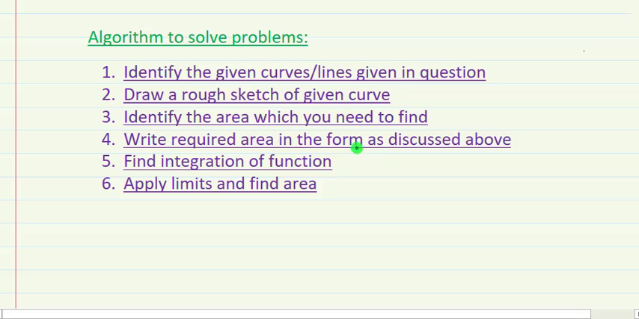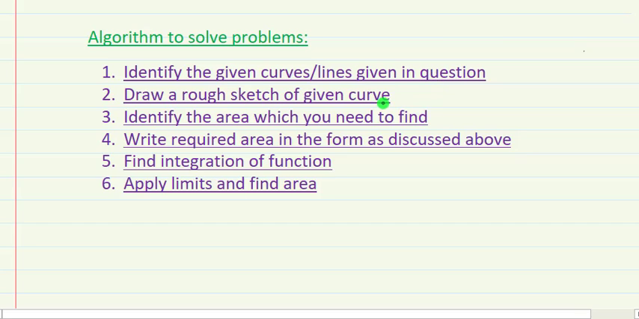We should follow certain steps in solving these problems. These are: number 1, identify the given curves or lines, whatever is given to you in the question, which means read the question carefully. This is the very first step for each and every type of question.